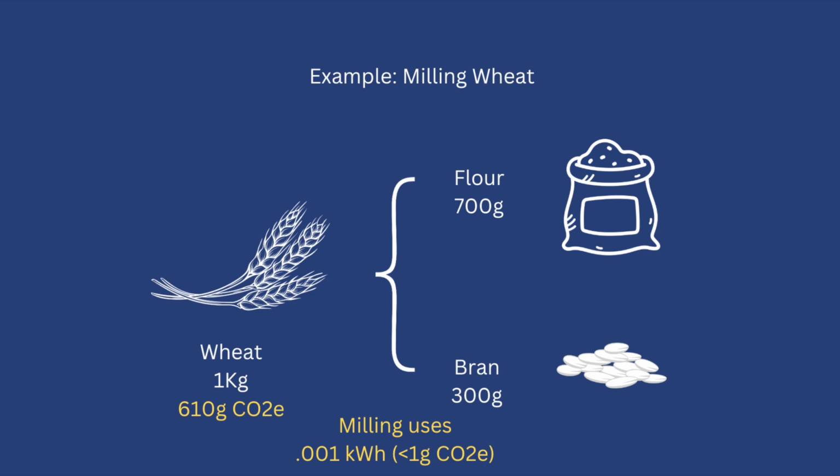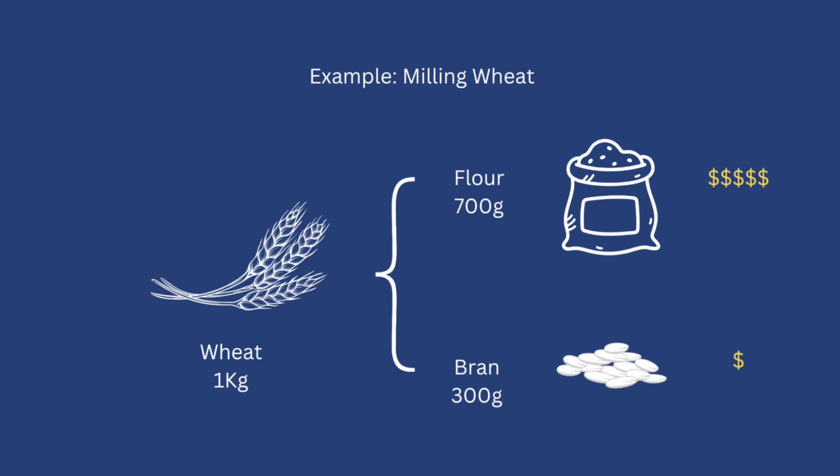So why are we choosing economic allocation? Suppose that 95% of the total value from these co-products comes from flour. Bran is much less valuable by comparison. Because our LCA model is focused on flour, we need to attribute its portion of the upstream impacts accordingly. Let's illustrate how this works in CarbonGraph.